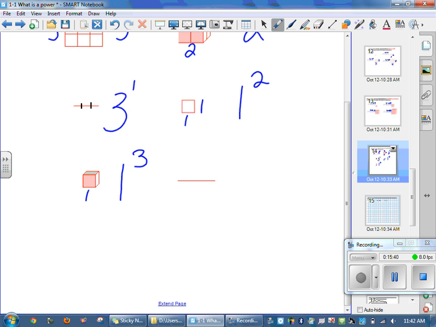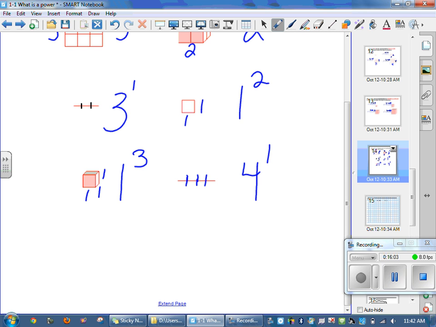What about this one right here? I think I forgot to put some notches in it. There's my notches. Oh, sorry, I made some notches for you. I forgot notches on there. Okay, so what's this guy going to be? Hands up, hands up. Yes, ma'am. Good. 4 to the power of 1. Excellent job.